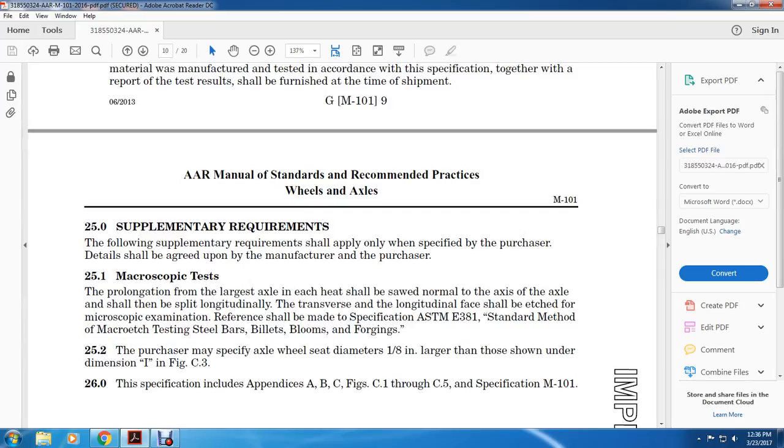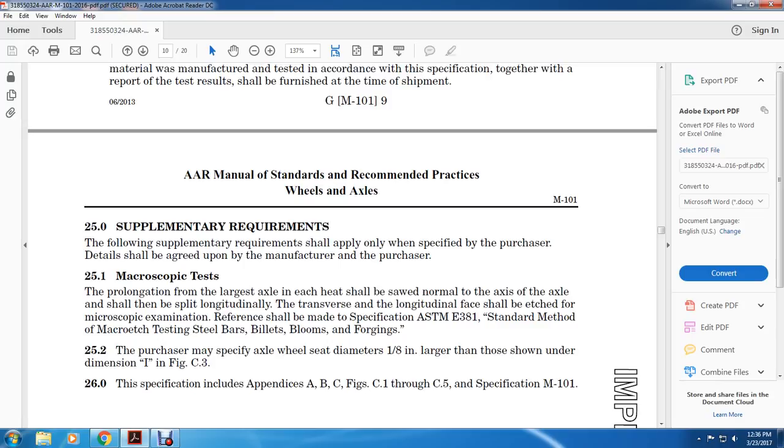25.1 Macroscopic test. The largest axle from each unit, sectioned normal to the axis of the axle, shall be shown. When split longitudinally, the transverse and longitudinal faces shall be etched. For the macroscopic inspection, reference shall be made to the American Society for Testing and Materials Method E381, Standard Method of Macro Etch Testing Steel Bars, Billets, Blooms and Forgings.